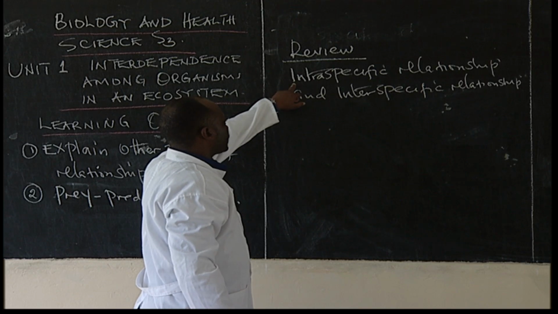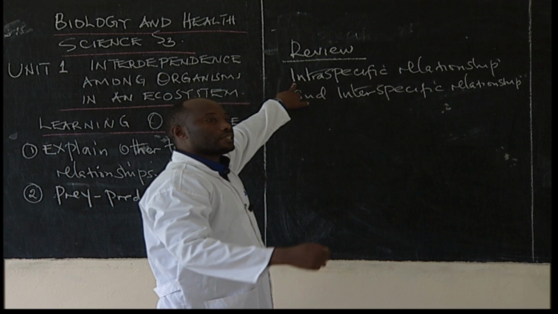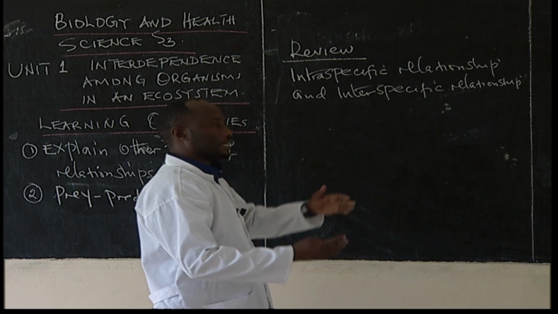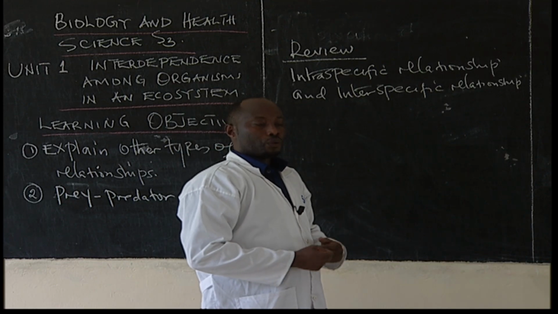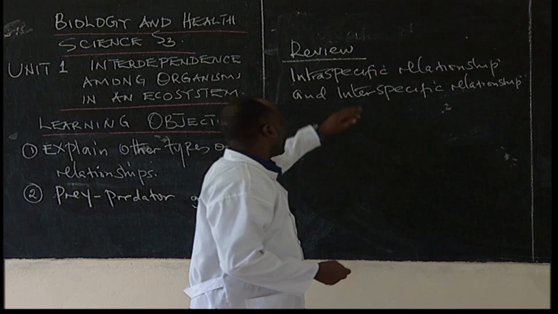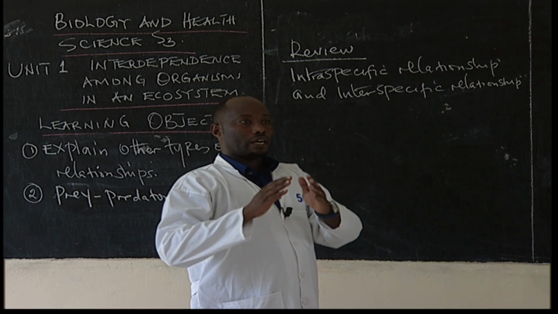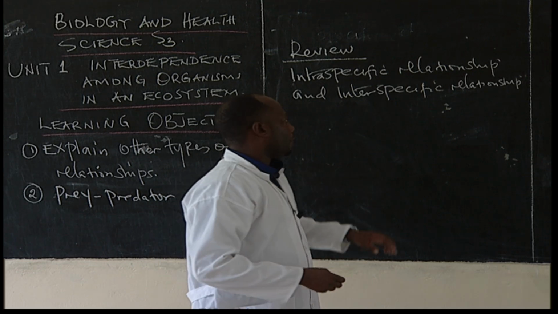We said intraspecific relationship is a type of relationship that occurs between the same species. They interact, and you find both organisms benefiting in the relationship. We then said inter means different species, where different species interact and benefit from each other.